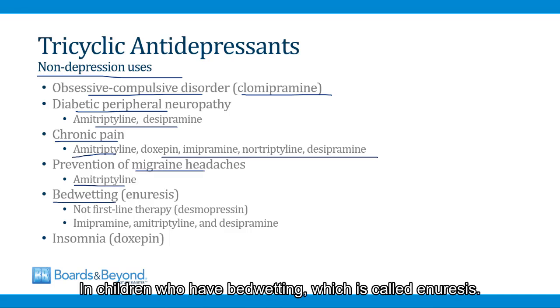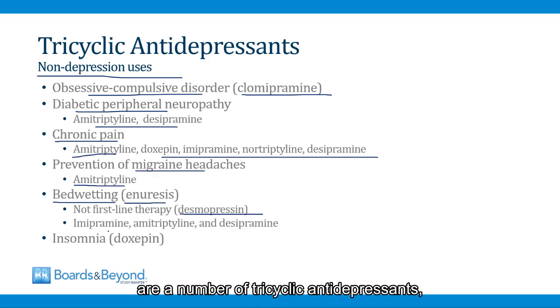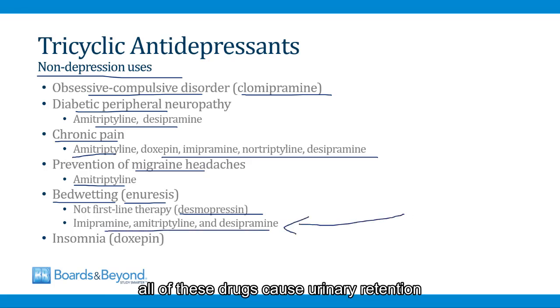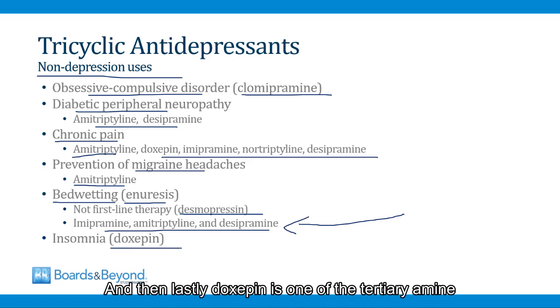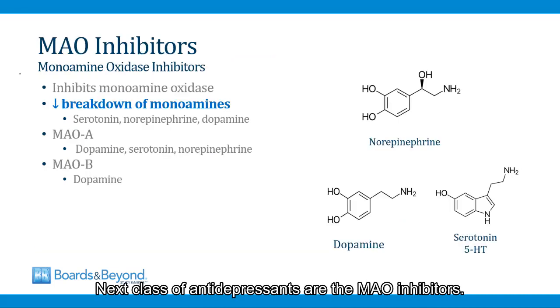In children who have bedwetting, which is called enuresis, the first-line therapy is desmopressin, but second-line options are a number of tricyclic antidepressants, including imipramine, amitriptyline, and desipramine. All of these drugs cause urinary retention as a side effect, and therefore if you give them to children who have bedwetting problems, they will hold their urine during the night. And then lastly, doxepin is one of the tertiary amine tricyclic drugs that causes sedation, so it is sometimes used for insomnia. Next class of antidepressants are the MAO inhibitors.